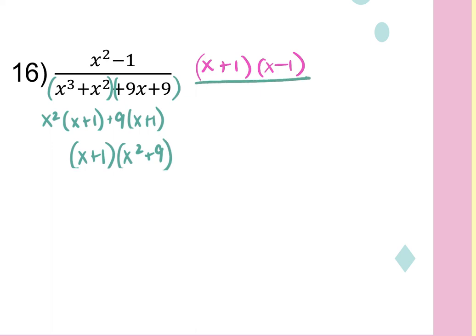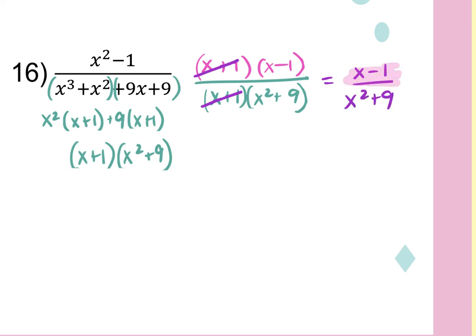Can you factor x squared plus 9 any further? No. Why not? It's a plus. There's no such thing as the sum of two squares, right? There's a difference, but not a sum. So then from here, the x plus 1s would cancel, and I get x minus 1 over x squared plus 9. Questions?